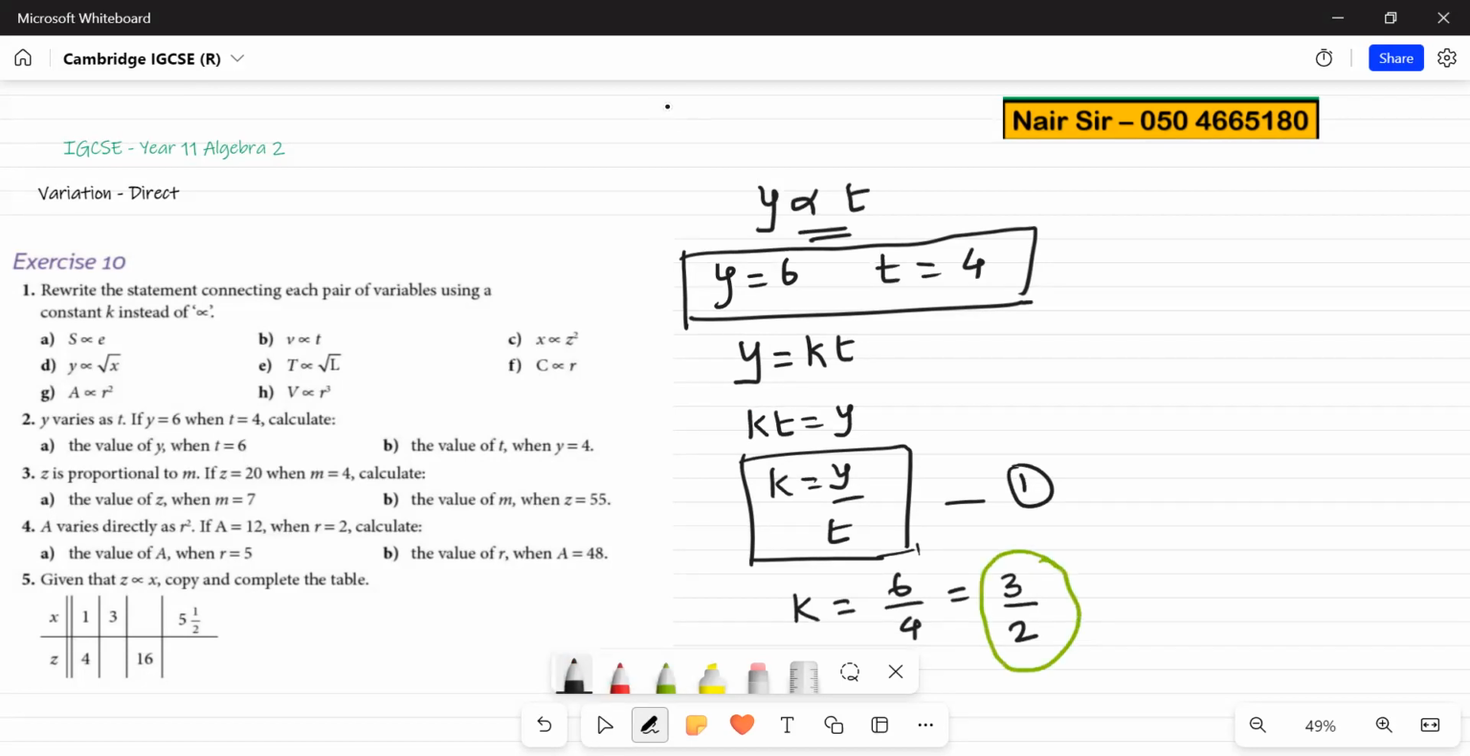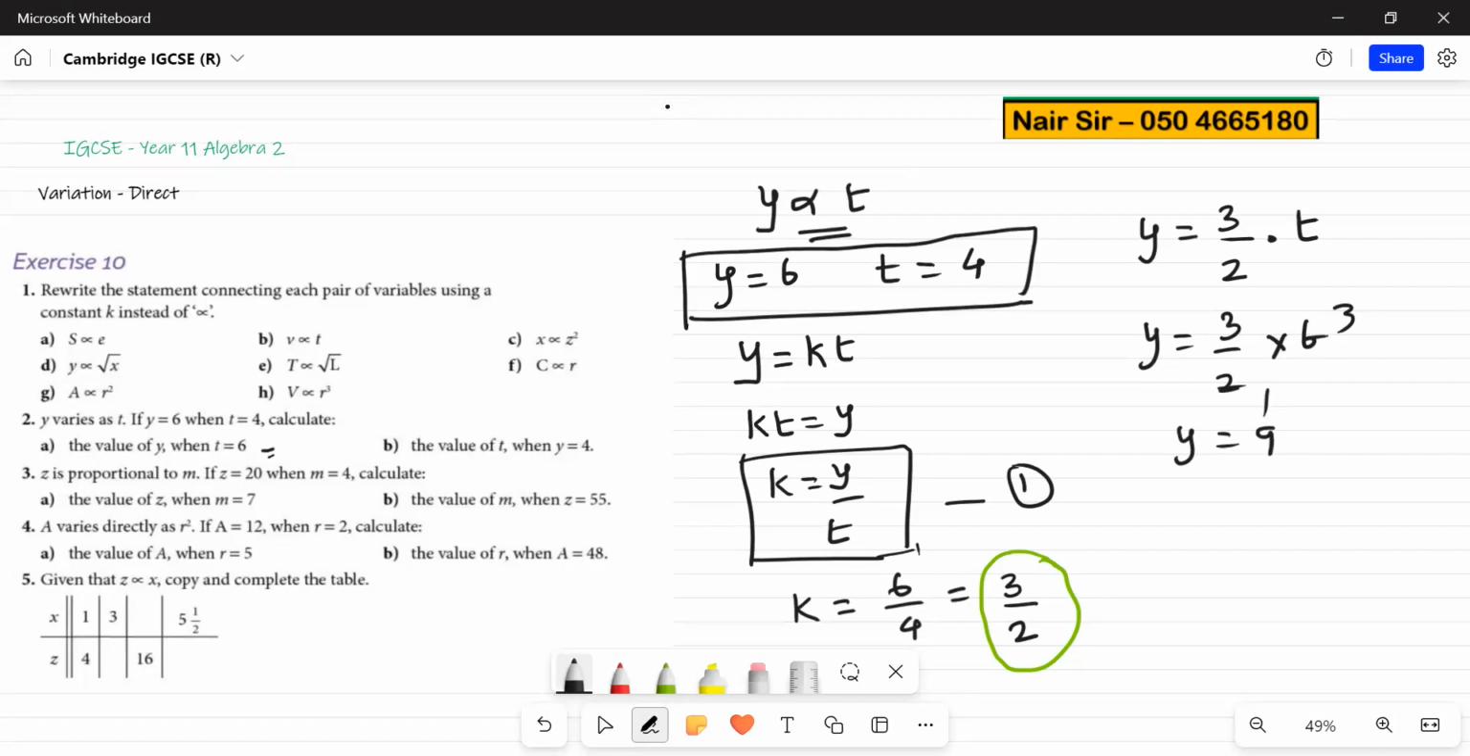Now what I've been given, calculate the value of y when t is equal to 6. I now have got the equation as y is equal to 3 upon 2 into t. Now what I've been given, y is equal to 3 upon 2 when t is 6. 2 ones are 2, 2 3s are 6, so y is equal to 9. The answer for this is 9.